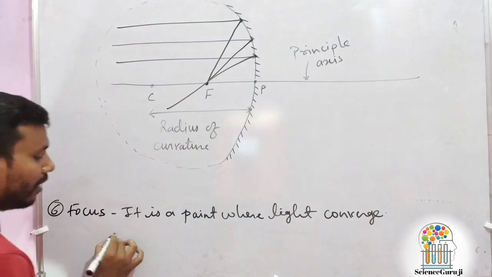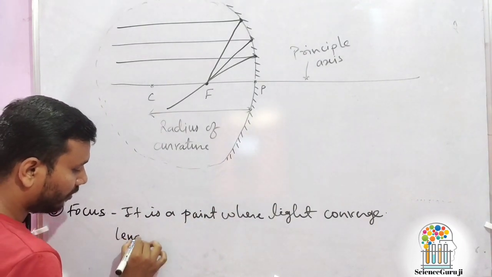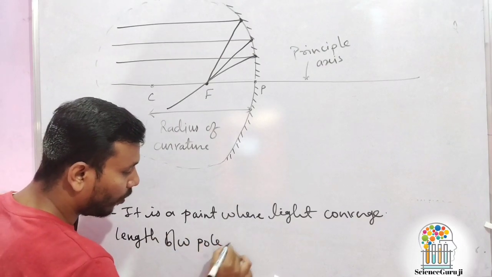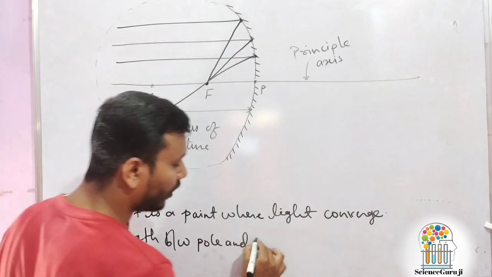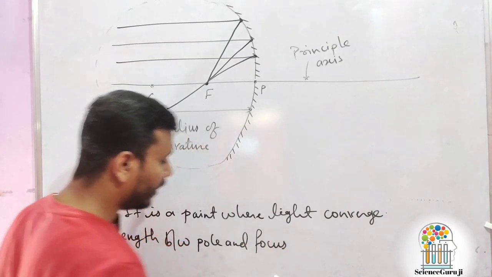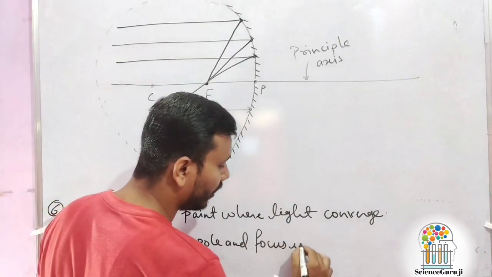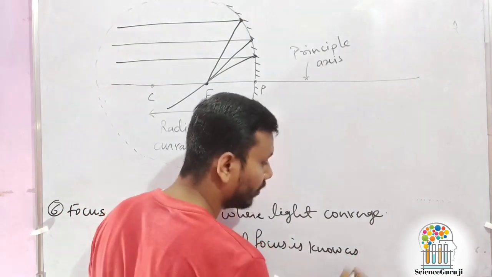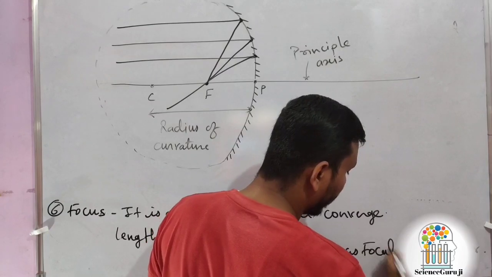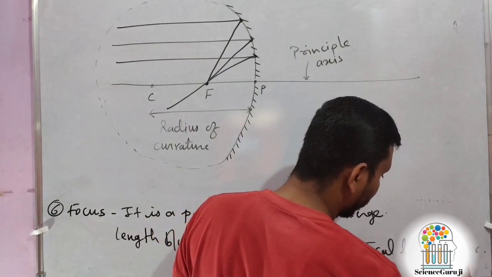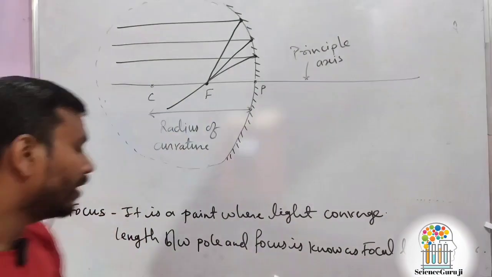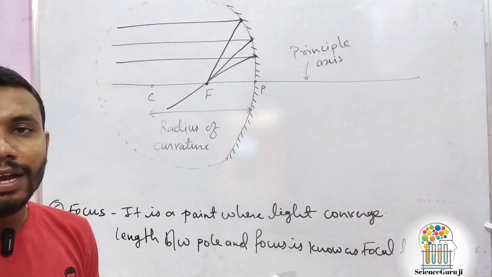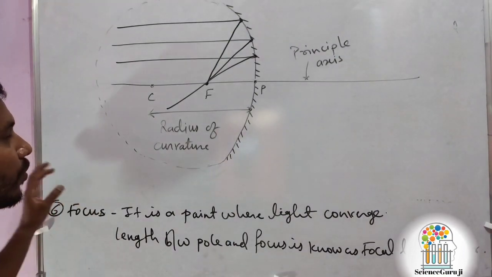The length between the pole and the focus is known as the focal length. You got my point?